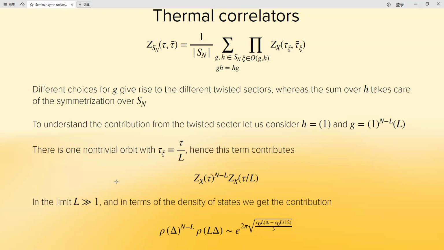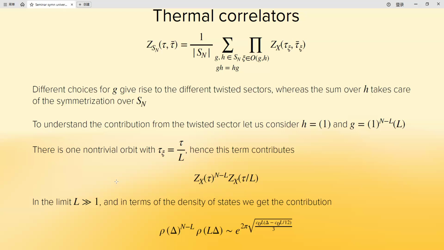We don't care right now about symmetrization, but let's take G now to not be a single non-trivial cycle of length 2, but a cycle of length L. We'll be interested in taking L to be large and close to N. Again, there's one non-trivial orbit. It now has modular parameter tau over L. And so this term in the sum contributes this combination of seed partition functions.